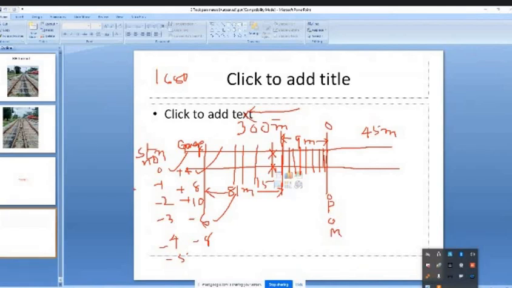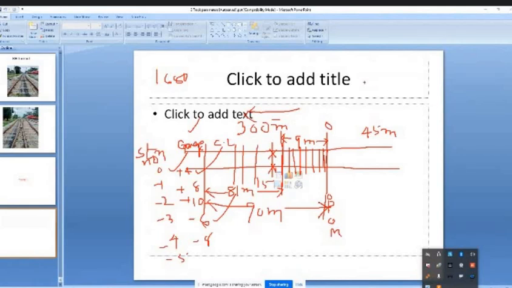Is it clear? So now the gauge is to be measured up to 90 meters from the 0 station. This one is 90 meters. Then 90 to 300 meters only observations. So gauge you have to measure, and cross level. First I have to make you understand what the cross level is.